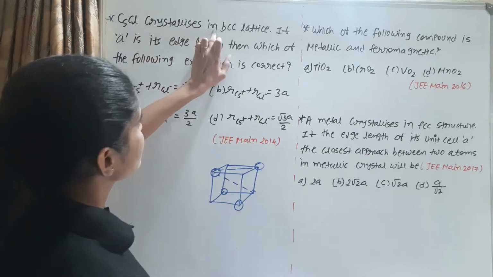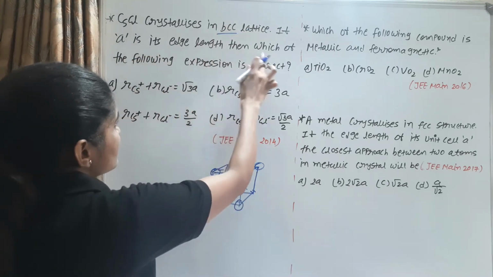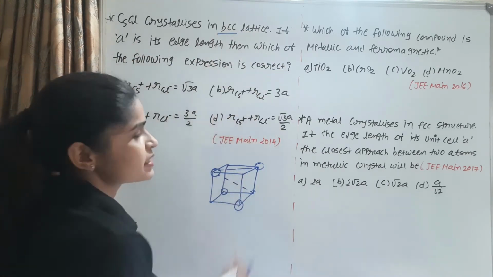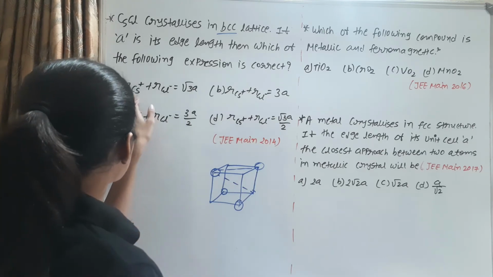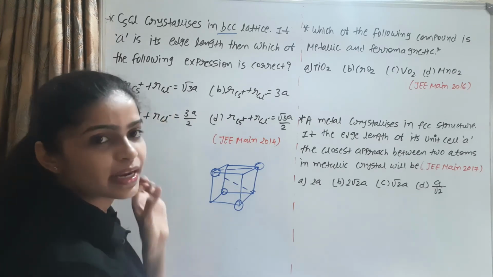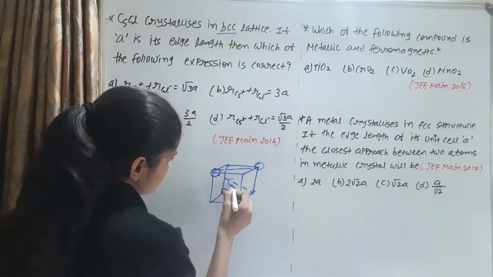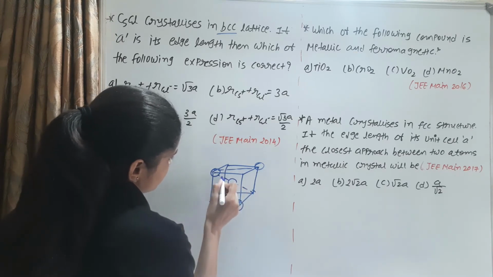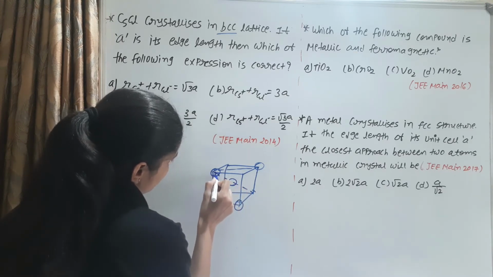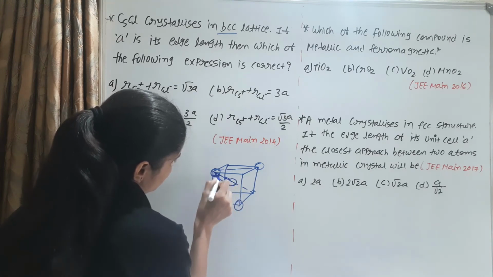Lithium chloride crystallizes in a BCC lattice. If A is its edge length, then which of the following expressions is correct? The answer involves R plus and R minus, the distance between the cation and anion. The cation is given in the body center, so this is R plus and this is R minus. So we find this distance.